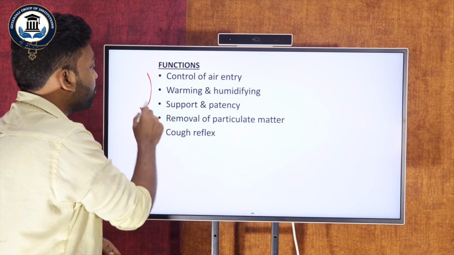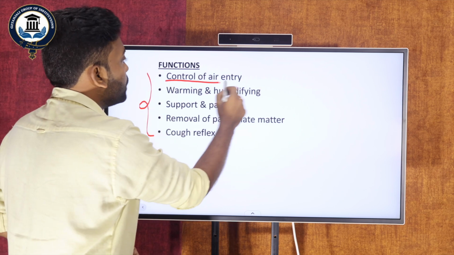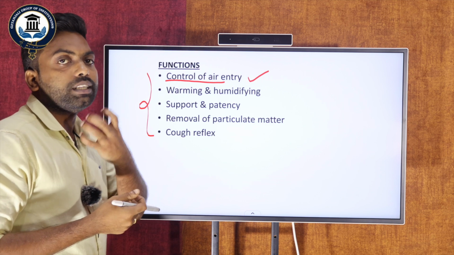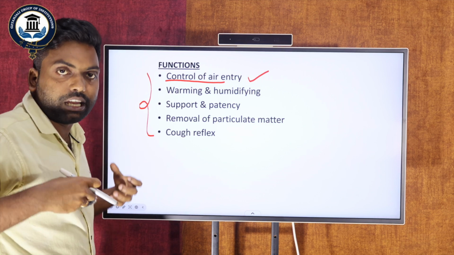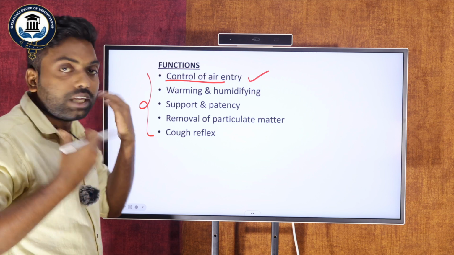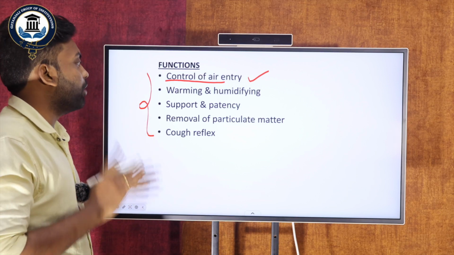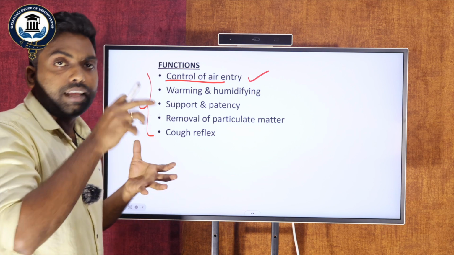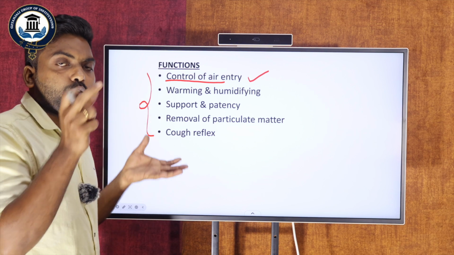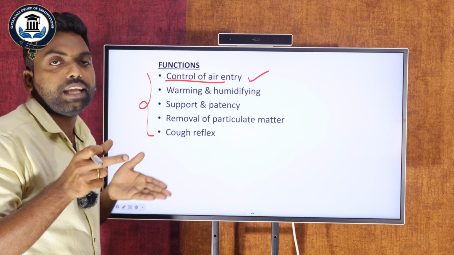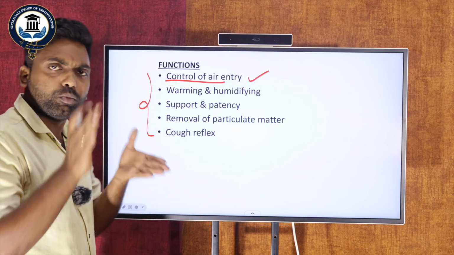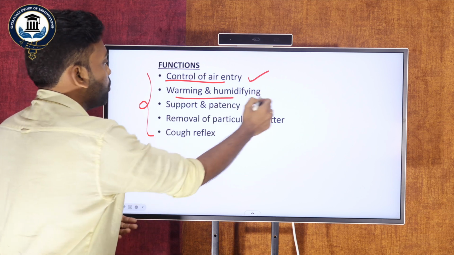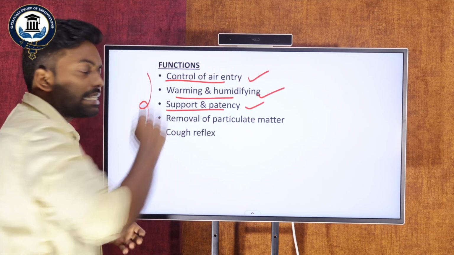And what are the main functions? The first function is controlling the air entry. There is the trachea, followed by the bronchus, right and left, which allow the air entry. That is the main function. And warming and humidification: there is a mucosal layer, so when moisture is added to the air, that is called humidification. Humidification occurs in the trachea also.